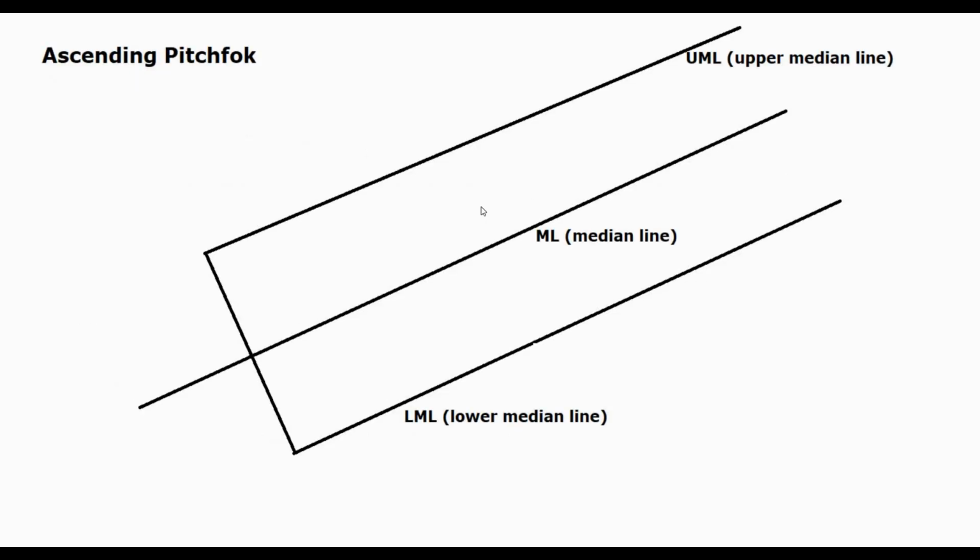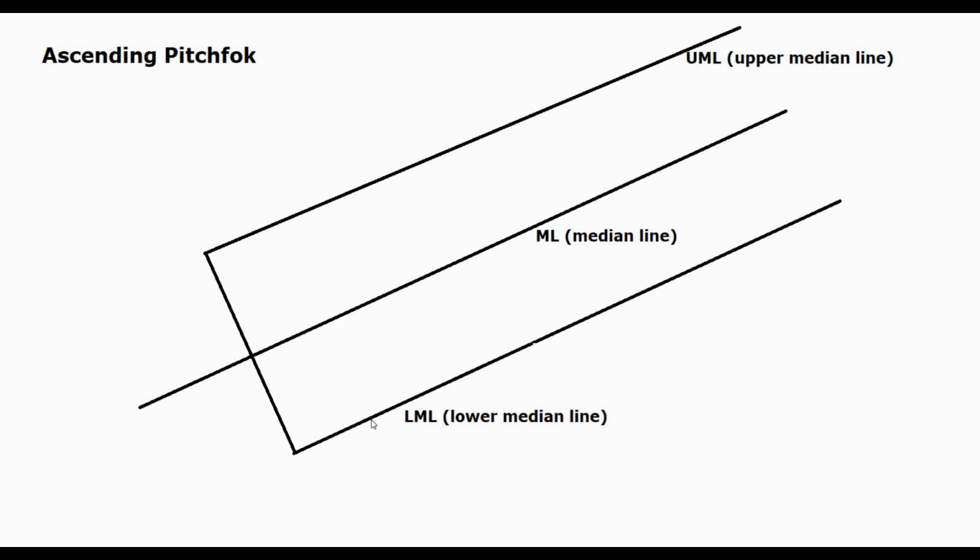Thank you, guys. So, when you want to draw an ascending pitchfork, you have to select 3 points, 1, 2, 3, and you'll have the ascending pitchfork. This is the lower medium line, this is the medium line, and this is the upper medium line.